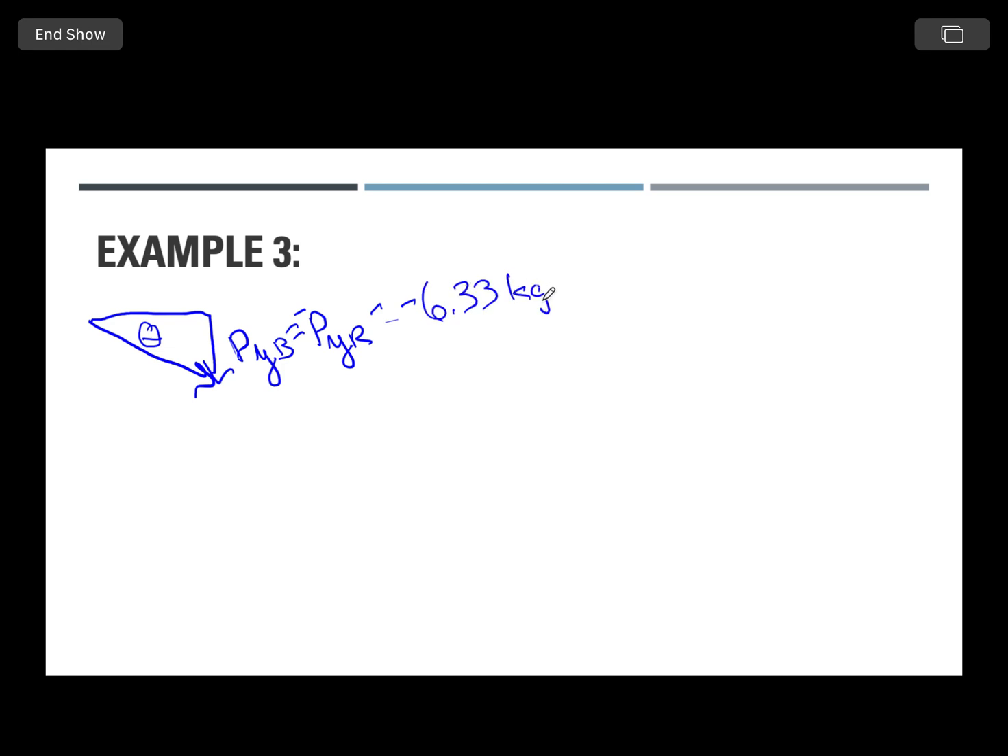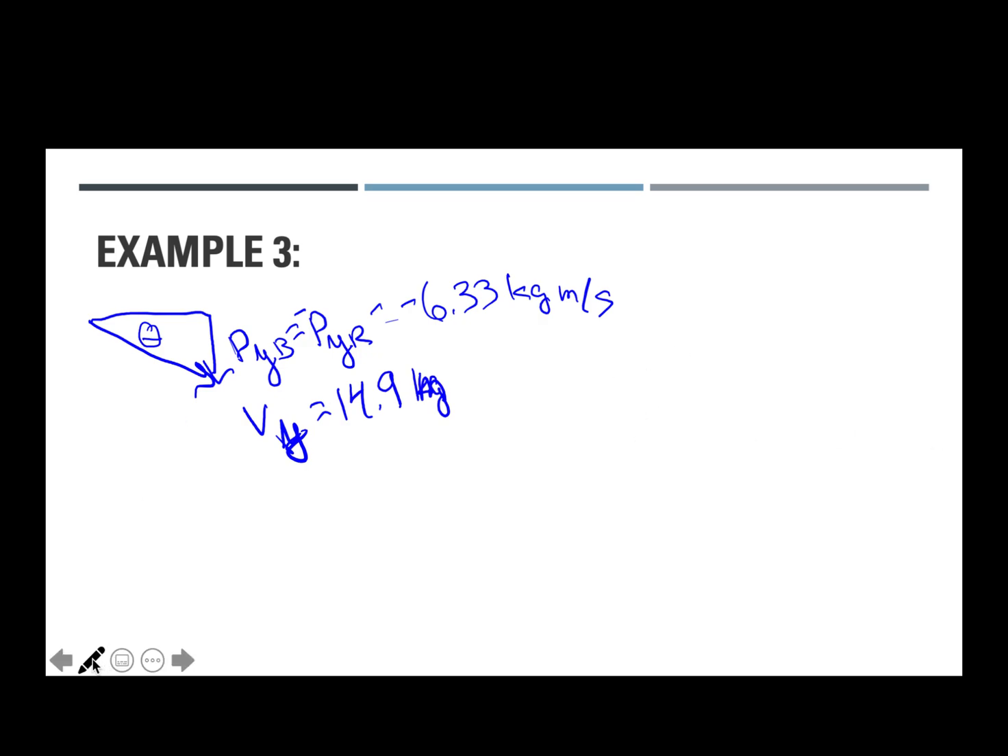6.33 kilograms meters per second, which when I divide it by the mass of 2.31, I can get a vertical speed, oh man, that didn't turn out well, of 14.9 kilograms, just meters per second. Oh, I'm skipping ahead. My apologies. I wrote down the value that I had earlier. Allow me to erase that. Okay, that's all right. That's why Apple Pencils have erasers. Let's go back to the pen.